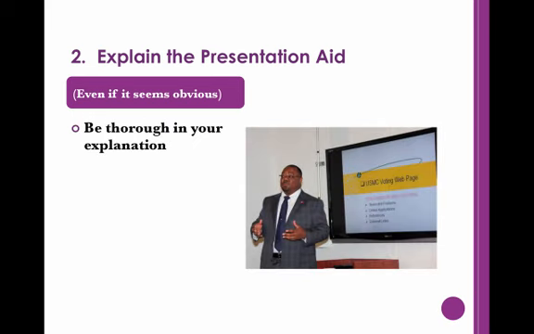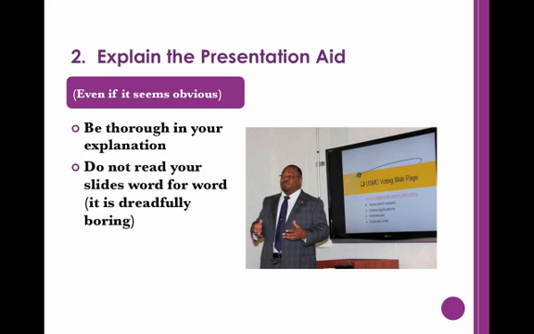Be thorough in your explanation. It helps integrate the aid into the speech more effectively. Also, do not read directly off your visual aid. It is extremely tedious for your audience to hear what they can already read. If you have ever sat through a PowerPoint presentation read word for word, you have a good idea of what this feels like. Explain the slides the same as you would any visual aid, preferably with different wording than what appears on the slides.